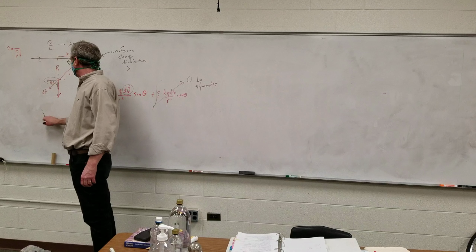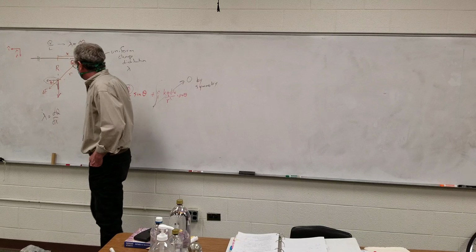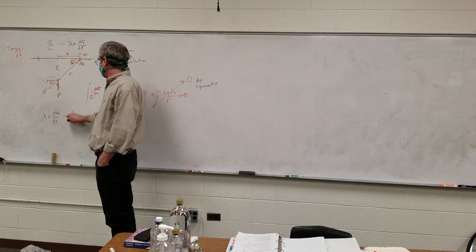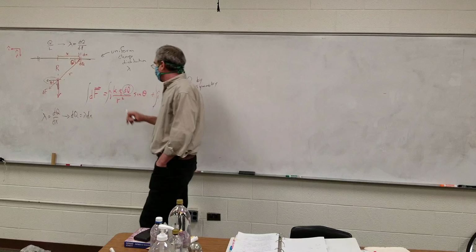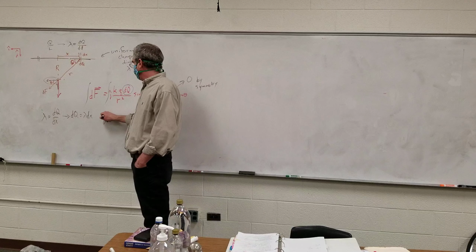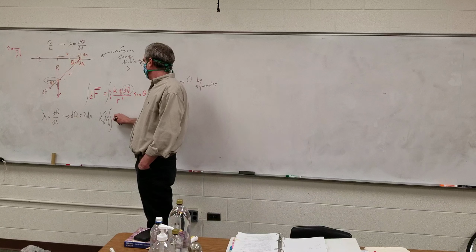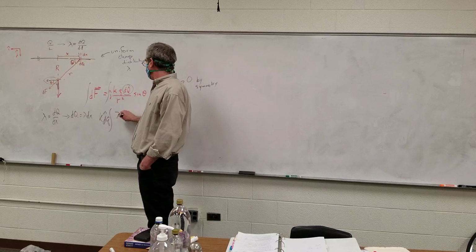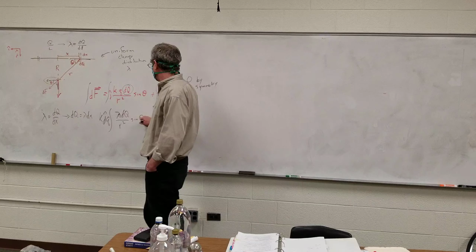Here I know that lambda is equal to dq over dx. Therefore, dQ is equal to lambda dx. So I'm going to plug that in here. k is a constant, pull that one out. Little q is a constant, pull that one out. So then I'm left with lambda dQ over r squared sine theta.